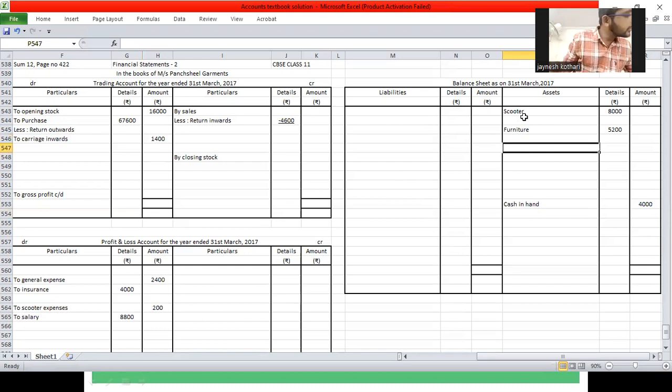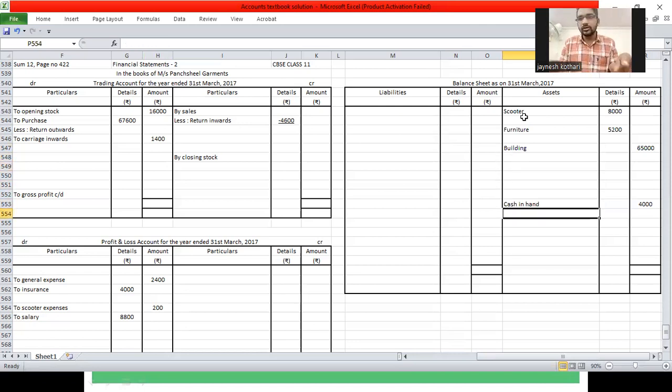After furniture, we have building 65,000. Building has no adjustment. 65,000 rupees. Debtors 6,000. It's a current asset. So I'm going to write down debtors 6,000. Again, no adjustment. And last, wages 1,200. Wages has adjustment, students, to wages 1,200.